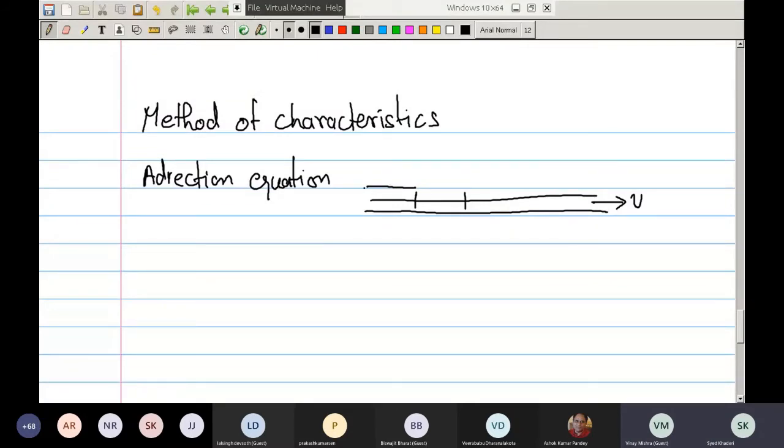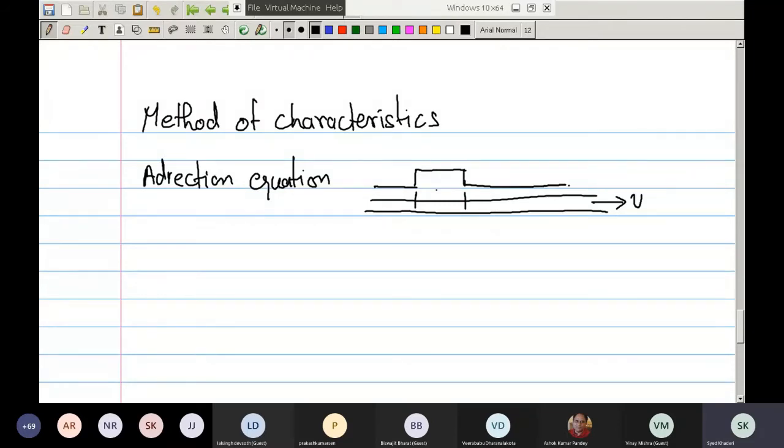Let's say we have a pipe in which some water is flowing at a velocity v. Okay, so that's fine. But now let's say on top of this flow, there is a temperature distribution. And let's say the temperature distribution is like this. In this particular region, the temperature is slightly higher than elsewhere. So this is the temperature distribution.